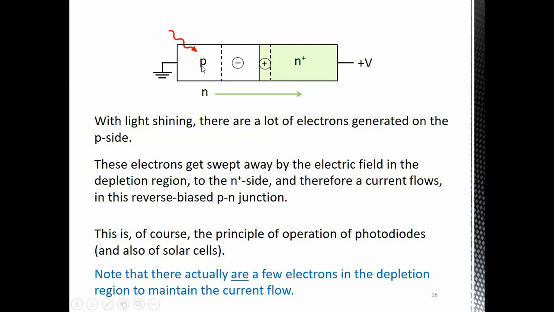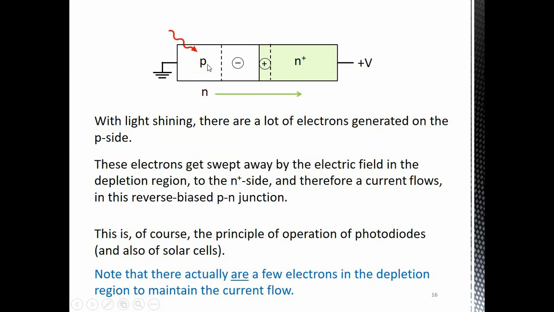This, of course, as you know, is the principle of a photodiode. This is how a photodiode works. When light shines on it, the photodiode carries current. If there is no light, no current flows. In fact, this is also the principle of a solar cell, except that the solar cell is not operated with a reverse bias PN junction. It is operated with a forward bias PN junction.